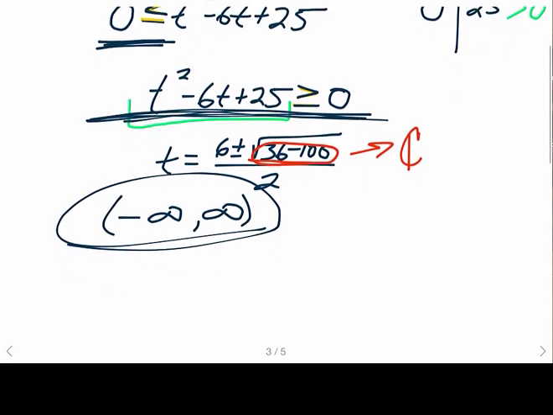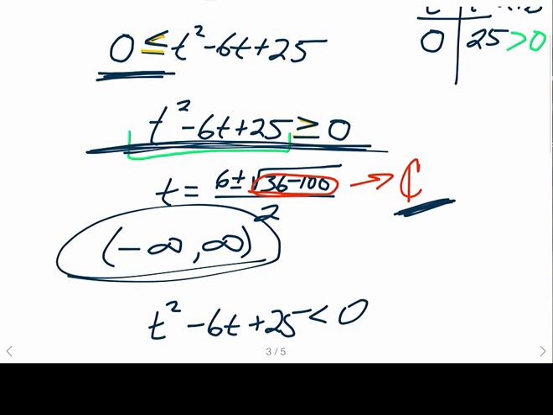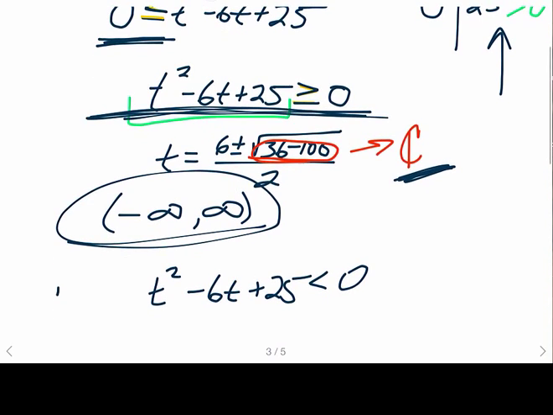We're going to explore just a hair now. Suppose we had t squared minus 6t plus 25 was less than 0. The same analysis with the complex zeros and the output value being positive for any input value indicates it'll never be negative. So this inequality would have no solution.